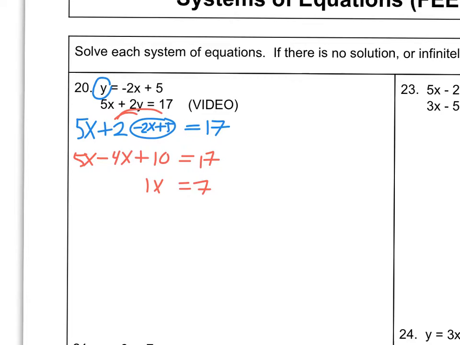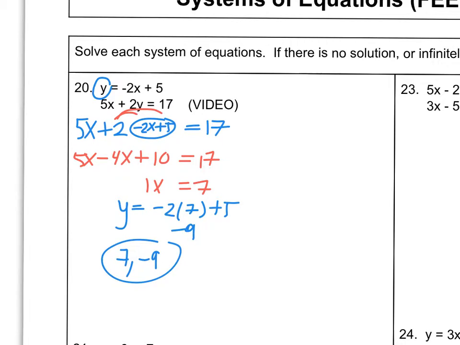Plugging that into my first equation, we got y is equal to negative 2 times 7, and then plus 5. Negative 2 times 7 is negative 14, plus 5 is negative 9. So we've got the point 7 comma negative 9 is our final value. You could also talk about this as x is equal to 7, y is equal to negative 9. You need one of these two things so I can clearly see where your answers are.